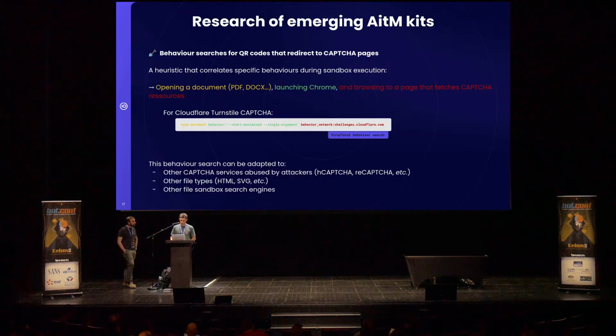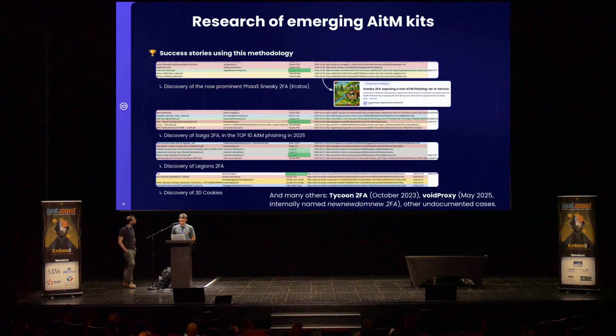And this method has been very effective since 2024, since we have discovered multiple new AitM phishing kits by analyzing a PDF file containing a QR code redirecting to an unknown phishing page. And here are some success stories. So first, this was Sneaky2FA. In December 2024, we discovered the now prominent Sneaky2FA phishing kit by analyzing a PDF. We also discovered Tycoon2FA in October 2023 and Void Proxy in May 2025, and many others such as Saiga2FA, Legends2FA, or 3D cookies.